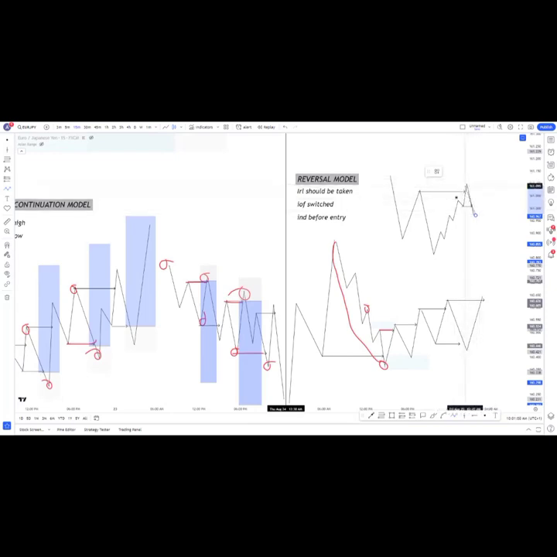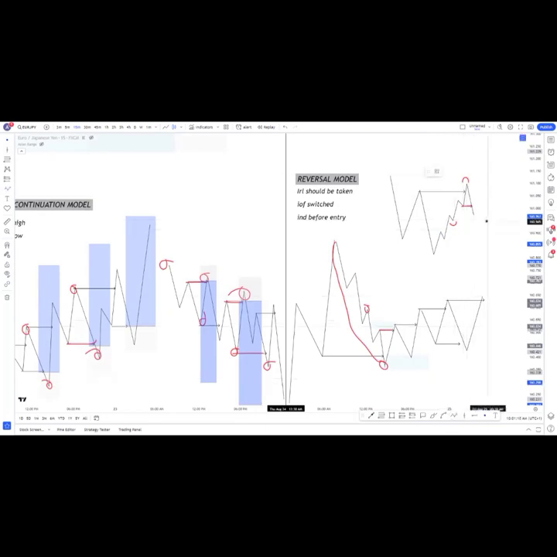You don't take change of character like this. This does not indicate that we want to sell, because this could just be our low, this could be our high, and this could be the internal liquidity, and price could just sell to the downside and continue the sell. Maybe price is not yet done with the selling.